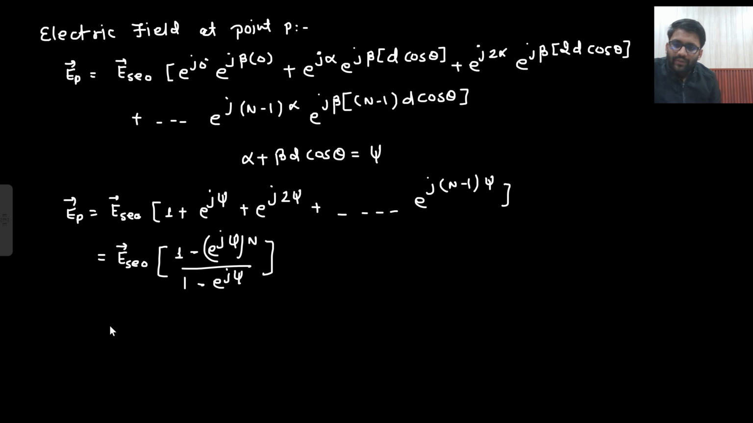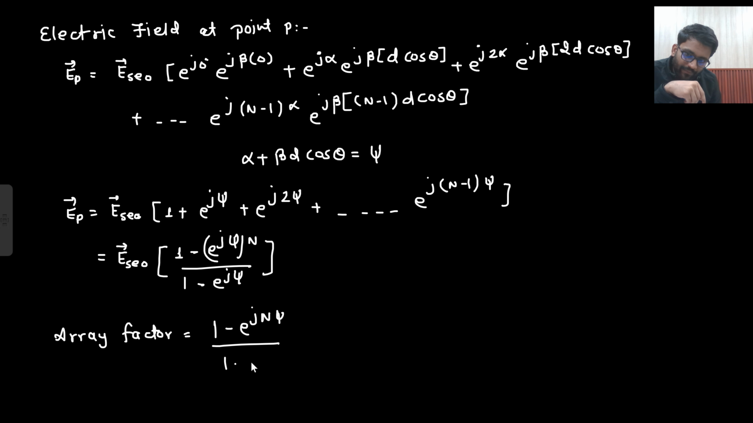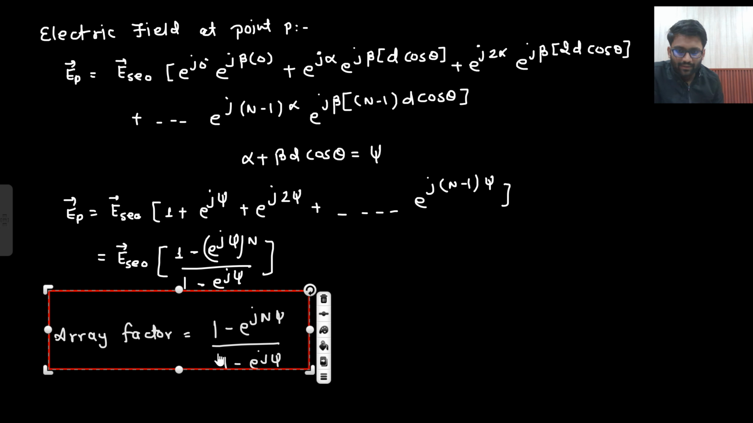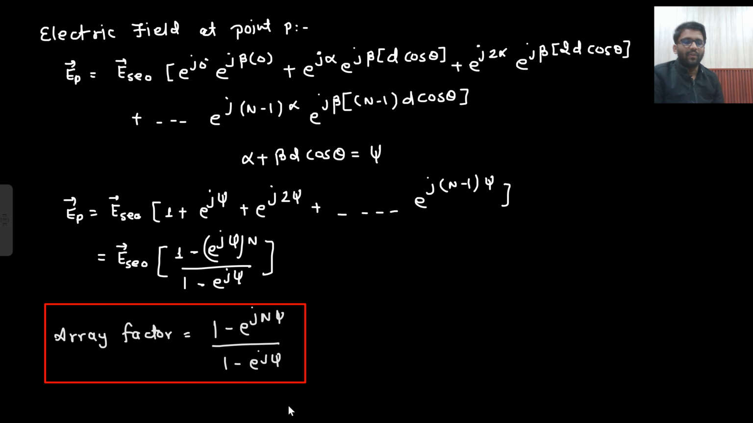Okay. So what we are getting here, what is the array factor you are getting, because the important point is the array factor here. If someone asks you what is the array factor, the answer would be, this is my array factor. This is the array factor. For an n element antenna array, this would be the array factor.